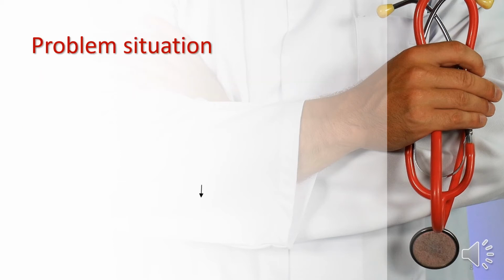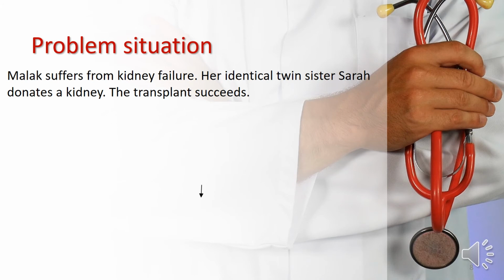Let's take this second problem situation. Malak suffers from kidney failure. Her identical twin sister Sarah donates a kidney. The transplant succeeds. So there are 2 girls, they are identical twins, meaning that they look exactly the same. Sarah gave her sister a kidney and the transplant succeeds.